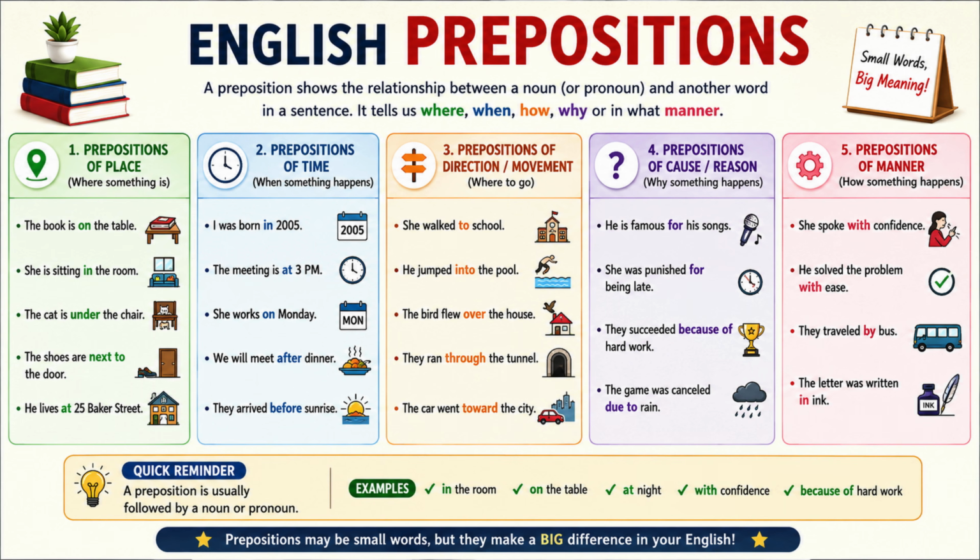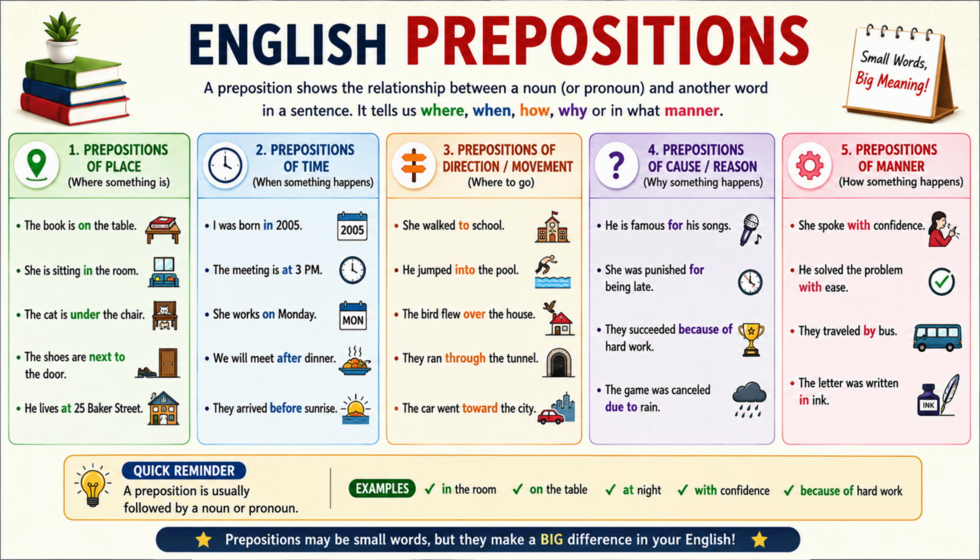Prepositions of cause or reason. Now, let's look at why something happens. He is famous for his songs. She was punished for being late. They succeeded because of hard work. The game was canceled due to rain. These prepositions explain reasons and causes.